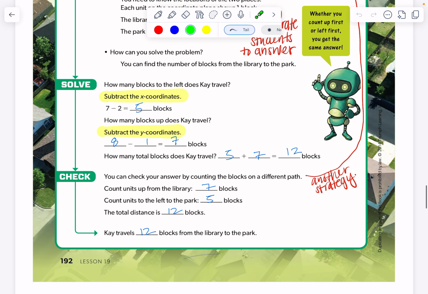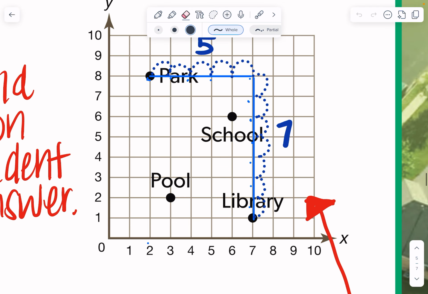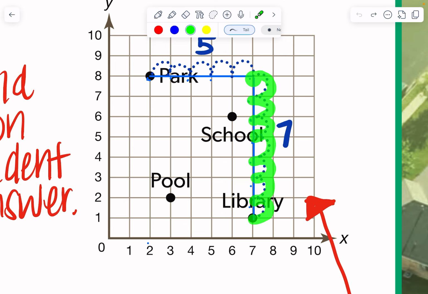Okay. This model also allows you to show students that they can literally just count the blocks in order to skip all of the addition and subtraction work, right? So this is what I have modeled over here. In order to get to the library, all I did was jump 1, 2, 3, 4, 5, 6, 7. I'm not at the park yet, but I do need to make a turn. So from 7, 8, 9, 10, 11, 12.